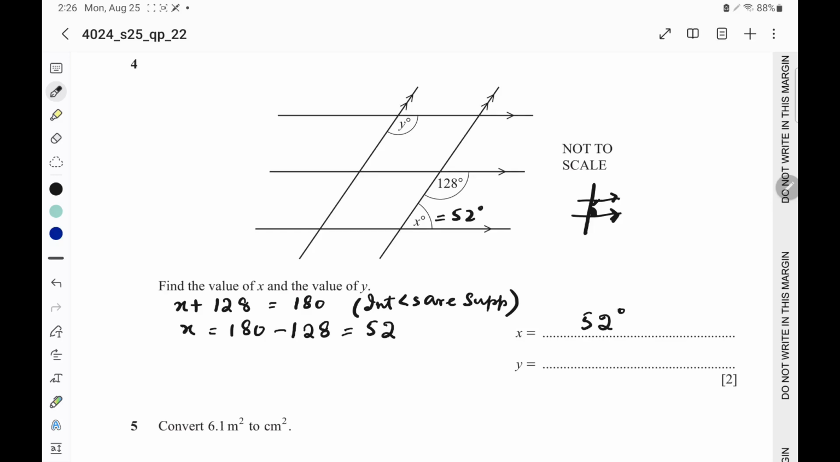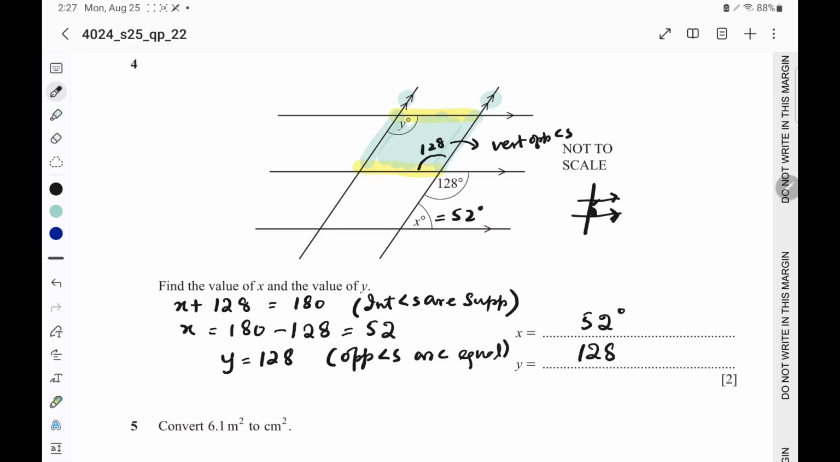For y, if you check that the opposite sides are parallel, and this is 128 also, it is vertically opposite angles. As you know, these two lines are parallel, and the other two lines are also parallel because of the arrows shown here. So it's a parallelogram, and in a parallelogram the opposite angles are equal.